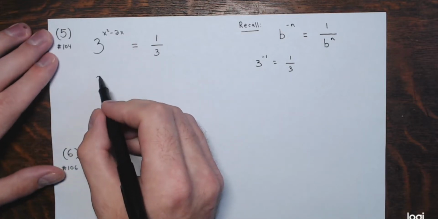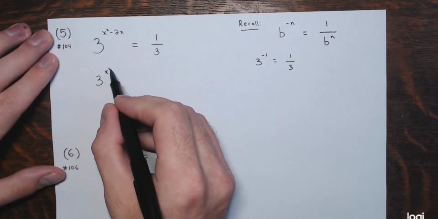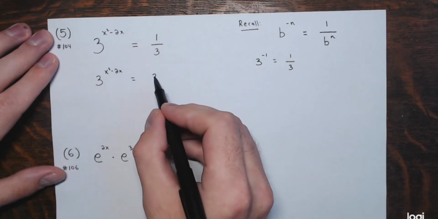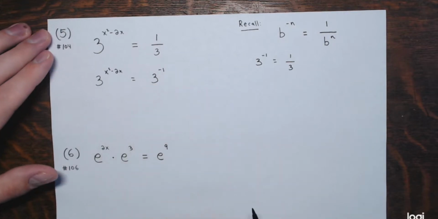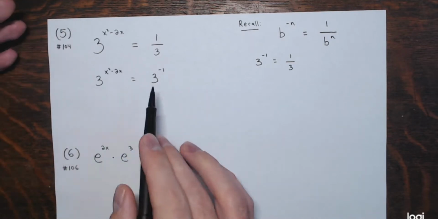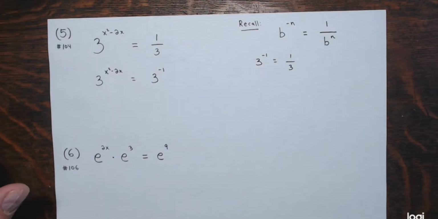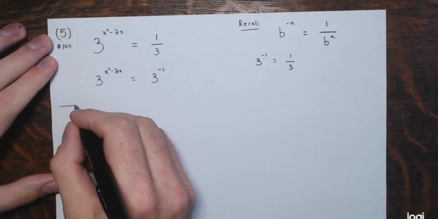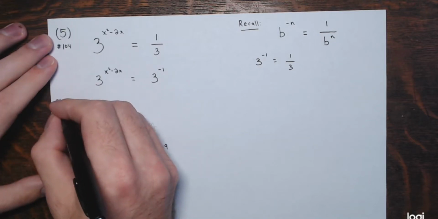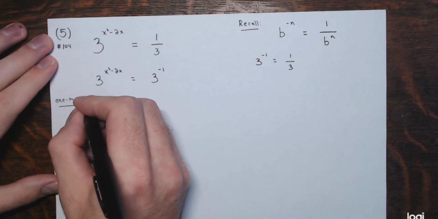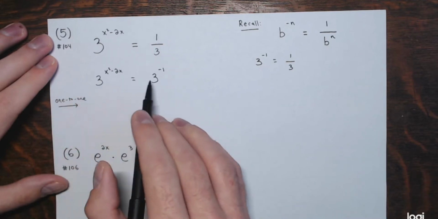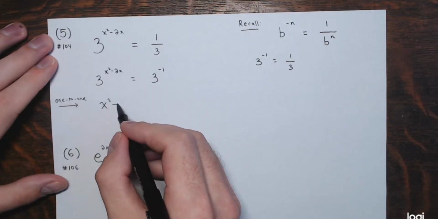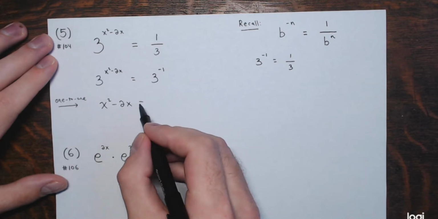So we have 3 to the x squared minus 2x power equals, and then 1/3 I'm rewriting as 3 to the negative 1. And now I can apply the 1-to-1 property. Right? Both sides are the same base to a power. And now I can apply this 1-to-1 property and say the only way these are going to be equal is if their exponents are equal. So if x squared minus 2x is equal to negative 1.